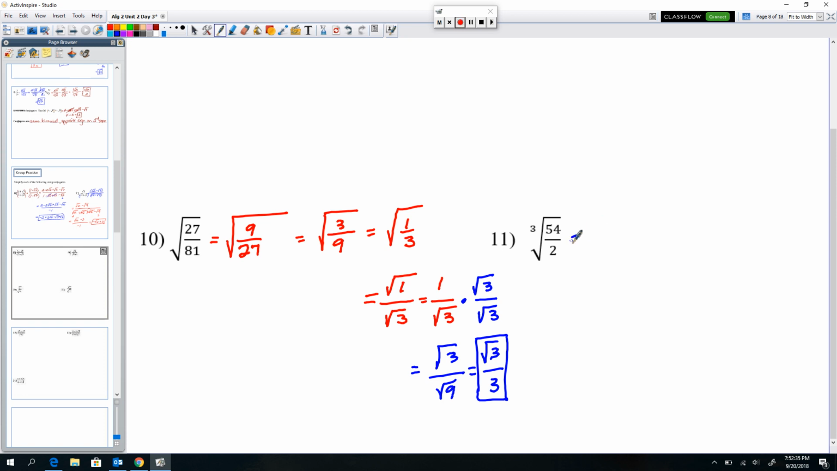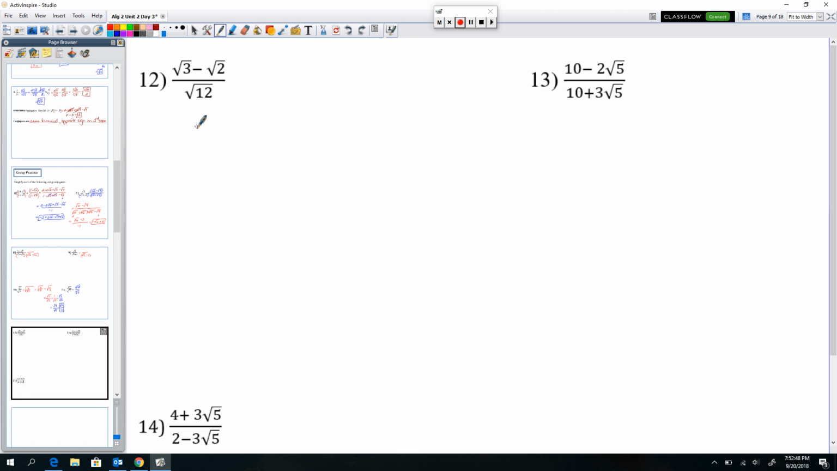Certainly this guy is a little bit tricky. You know, we've got cube root of 54 over the cube root of 2. So use your skills to think of how you're going to get this guy up to a perfect cube. I'll let you guys try that one. Some of these you can simplify first and then try to rationalize the denominator, or you can try rationalizing the denominator and simplify later. Either one should get you where you need to go. Okay? And then 13 and 14 are more FOIL with the conjugates.